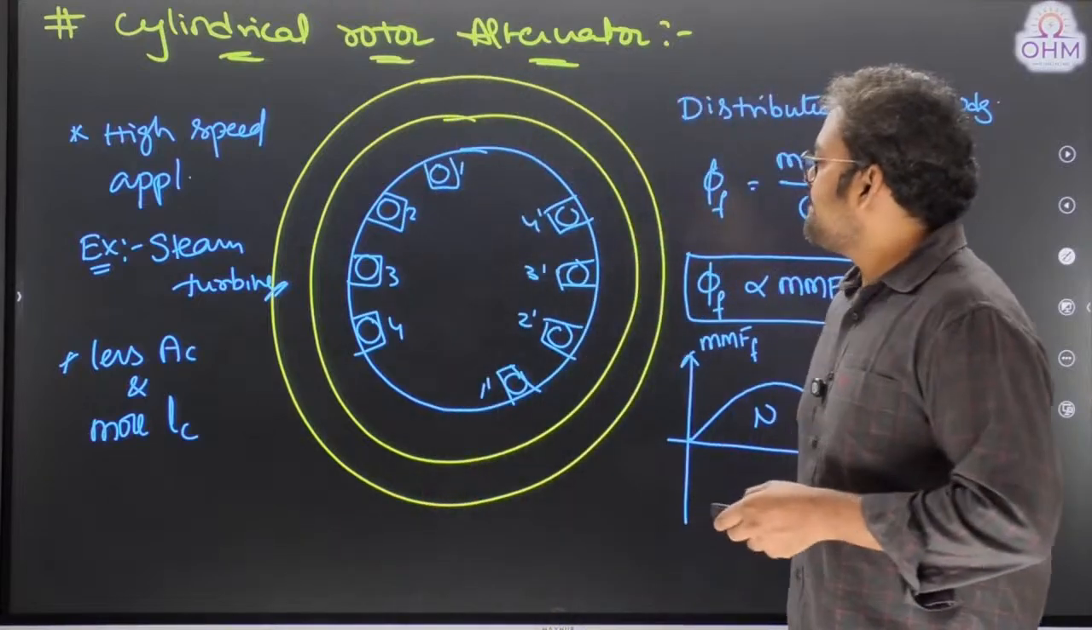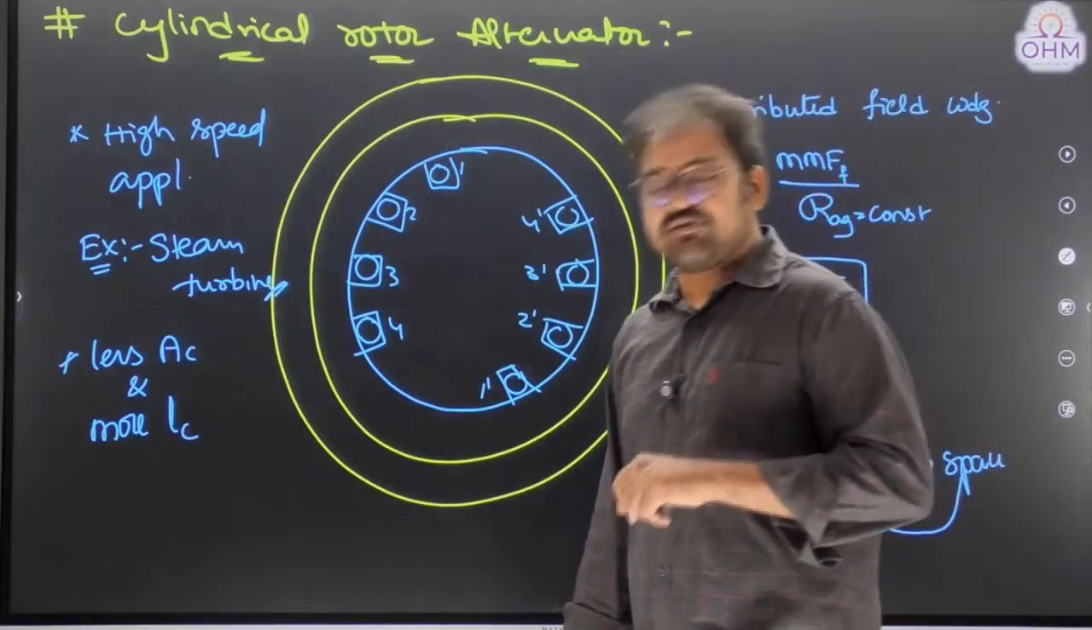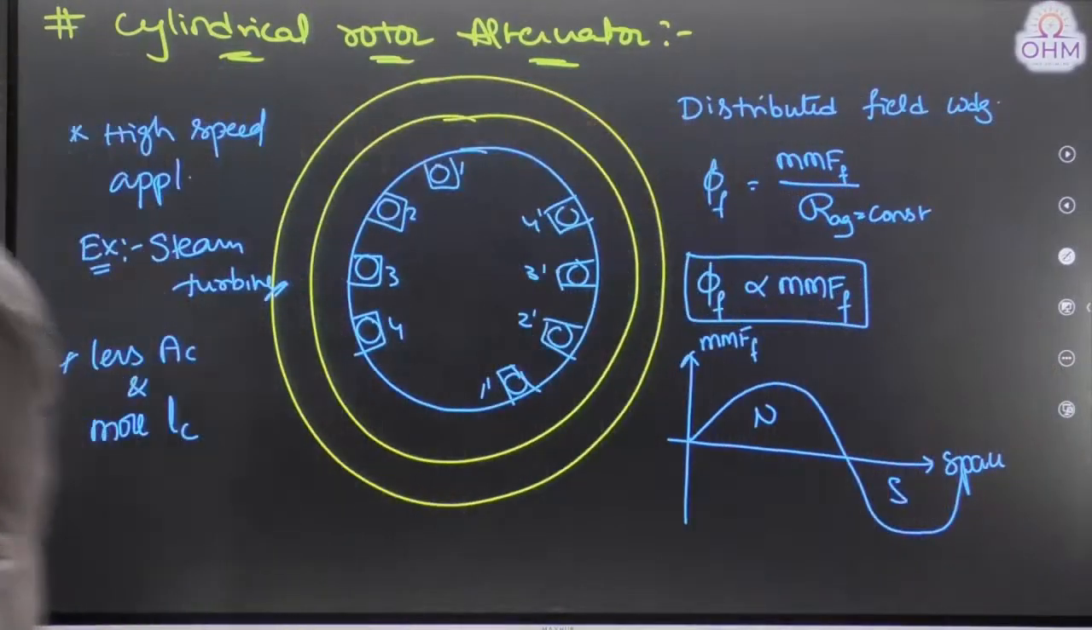Okay, yes. Now the next question here is, where do we locate damper winding here? Just think about it. In case of a salient pole machine, damper winding is located on the surface of the pole shoe, right? But here there is nothing called pole shoes in the machine. So where do we locate damper winding? Yes, the answer is damper winding is not required at all in this machine.